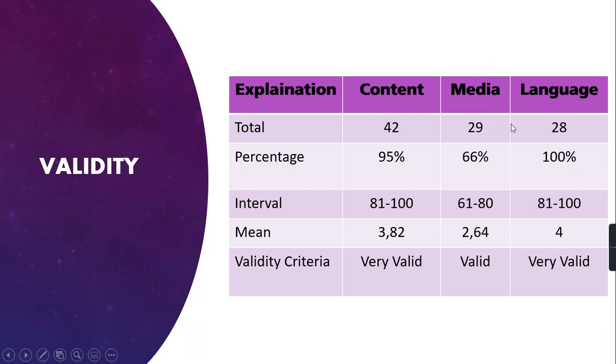And assessed by the media expert, the total is 29, the percentage is 66%, the interval is 61 until 80, the mean is 2.64, and the validity criteria is valid. And for the validity from the language expert, the total is 28, the percentage is 100, the interval is 81 until 100, the mean is 4, and the validity criteria is very valid.